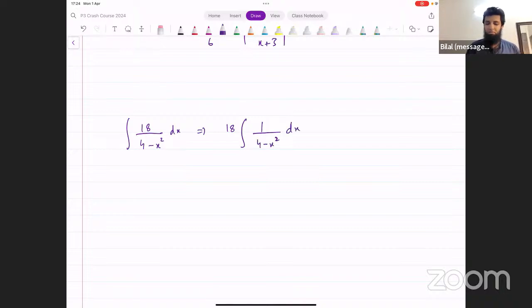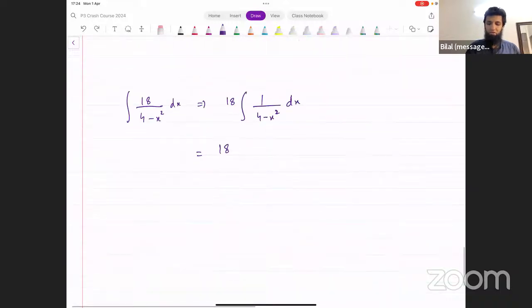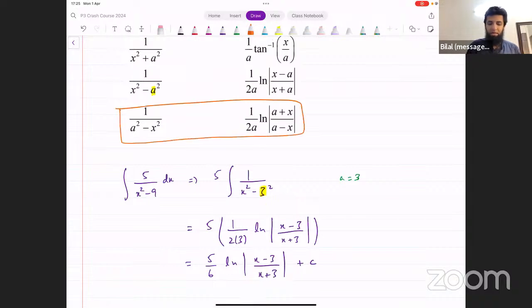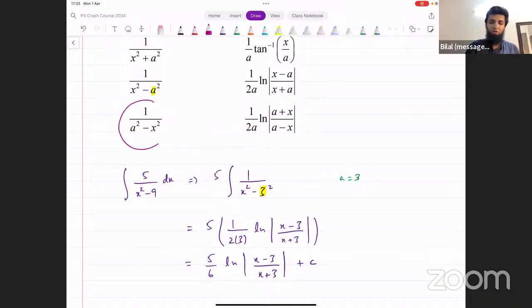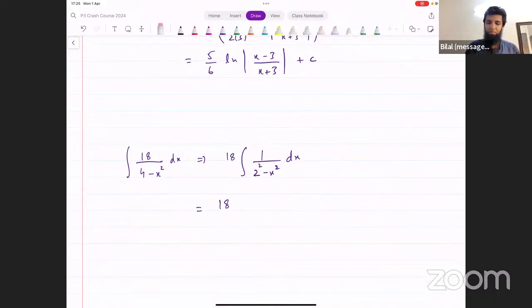What does that become now? This is that form, the second form now. This one. Okay, so in the denominator, you can write 4 as 2 squared. So in that second form that we saw, in this particular form, in place of a, we have got 2 now. Okay, 1 over a squared plus x squared. We have 1 over 2 squared plus x squared. In place of a, we have 2.